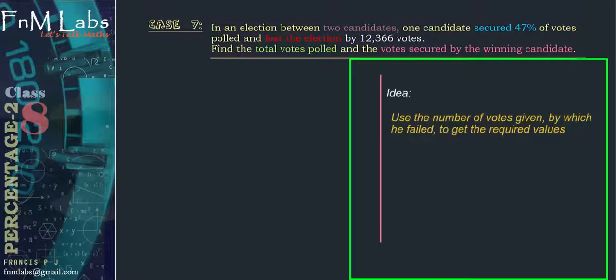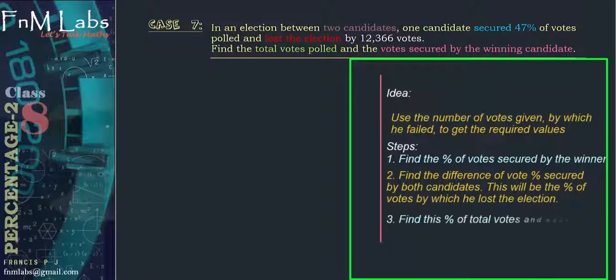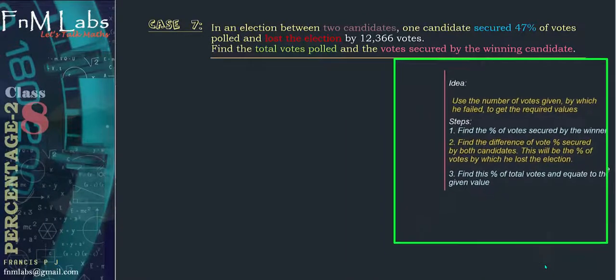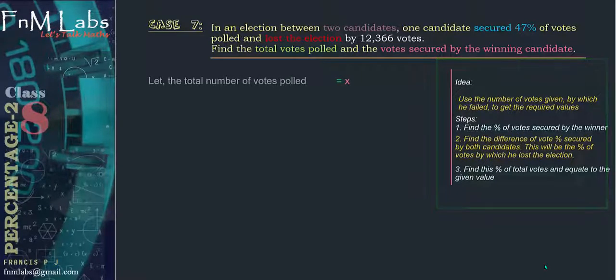So the steps are, first we need to find the percentage of votes secured by the winner. Then we find the difference of vote percentage secured by both the candidates. This will be the percentage of votes by which he lost the election. And thirdly, find this percentage of total votes and equate to the given value. So let the total number of votes polled be x, which is an unknown variable.